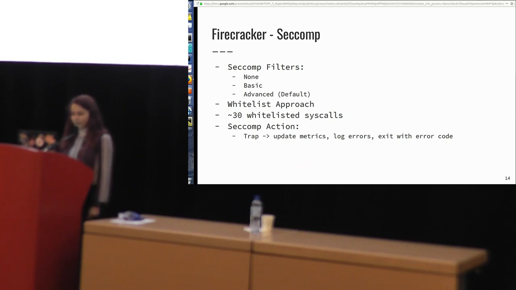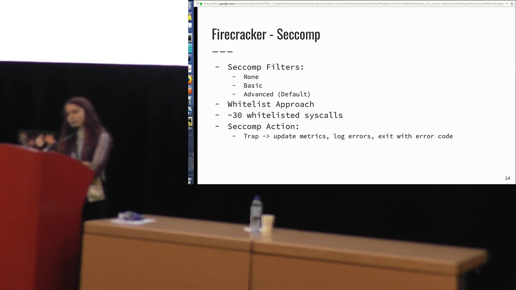And to understand why this happened and what's with the error code and everything, let's first look at how Firecracker handles seccomp. Firecracker supports three types of seccomp filters. You can have none, no seccomp; basic, which only checks the syscall number; and then advanced, which checks the syscall numbers, but also the parameters used by the syscall.